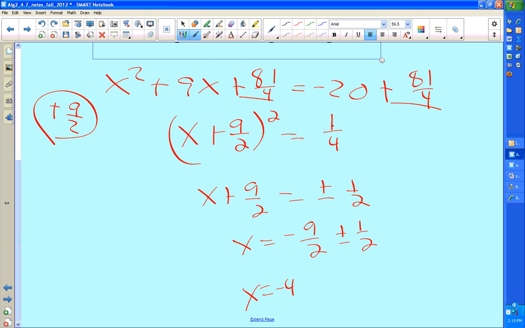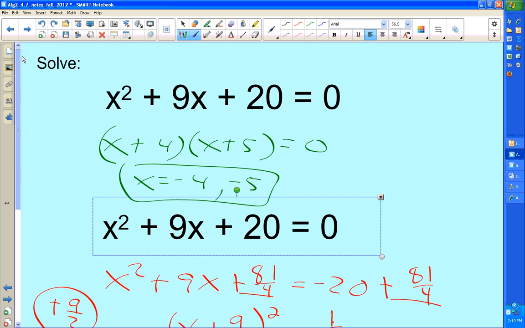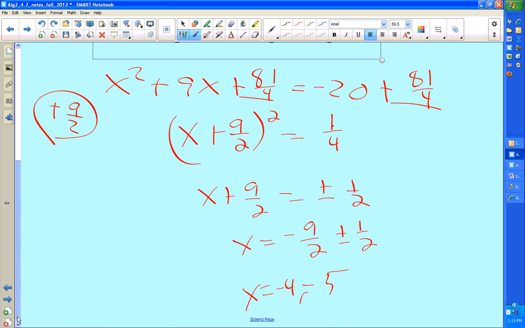And negative 9 over 2 minus 1 over 2 is negative 10 over 2, better known as negative 5. You know what? We got those right there. Are you kidding me? You want me to not do this, to do this?